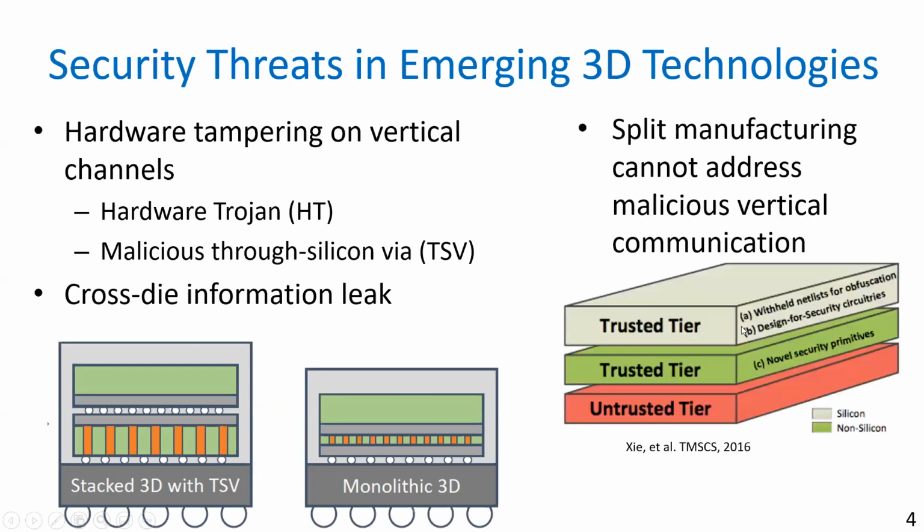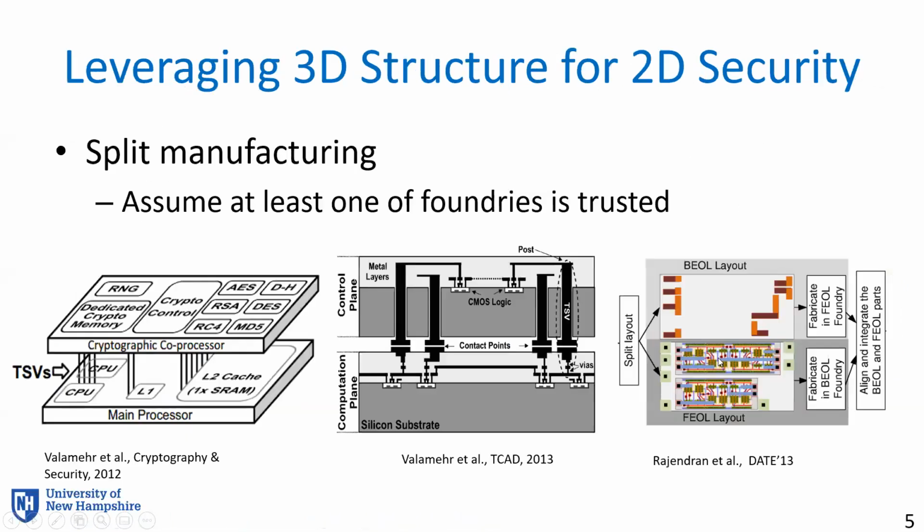A couple of years ago, DARPA had a program supporting split manufacturing. This is a nice technology to address IP piracy issues on two-dimensional chips. However, split manufacturing cannot address malicious vertical communication. Here are a few examples to show how split manufacturing can make the system implementation incomplete from one die to another, so the attacker needs complete knowledge of multiple dies. Split manufacturing does not help to address the security issues in the 3D technology itself.